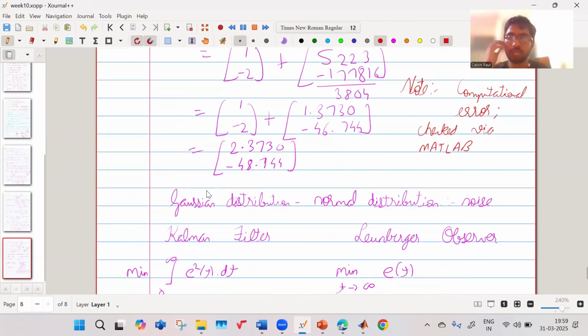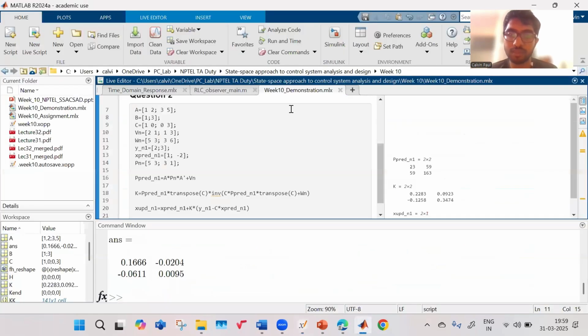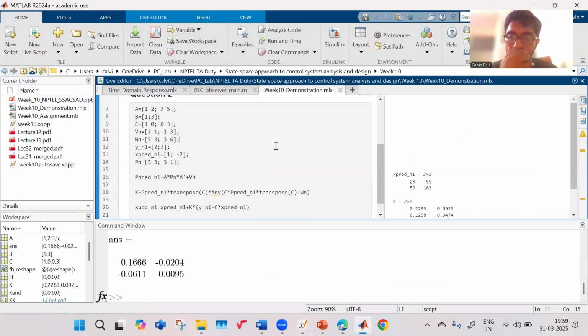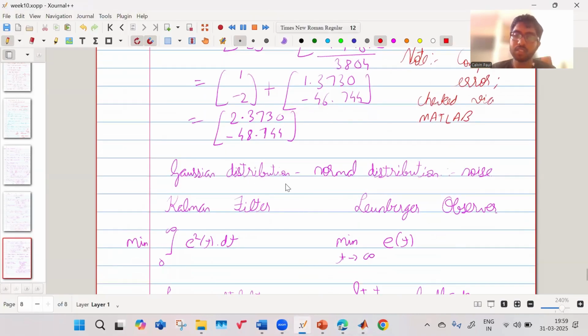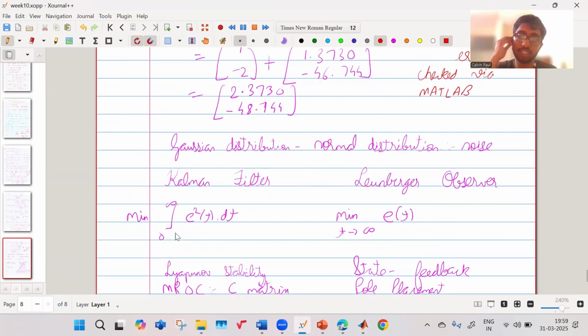This was done, although I had made a silly mathematical error, which was found through MATLAB. While we checked the lines of code, we were able to find the mistake I had made. I hope that you guys don't make this mistake. We also discussed that the Kalman filter is basically used to minimize the mean square error over the time period, whereas the Luenberger observer is for asymptotically making the error tend to 0. That is the concept of the Luenberger observer.